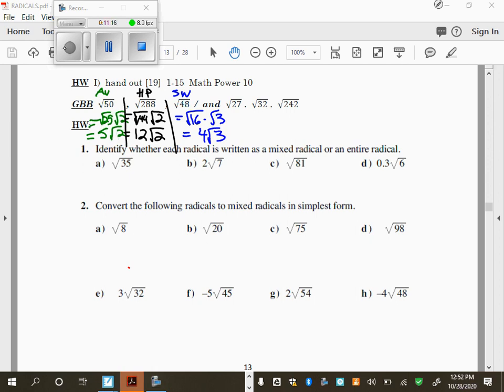Well, the difficulties have been rearranged, so let's do the same thing. Avengers, go ahead and do radical 27. Harry Potter, radical 32. And Star Wars, dun, dun, dun, dun, dun, dun.